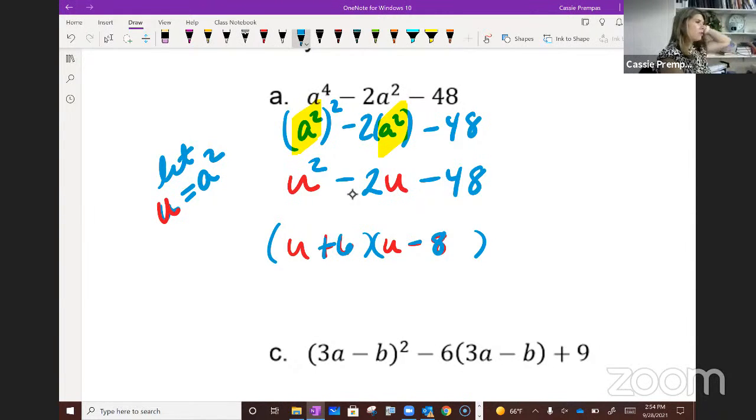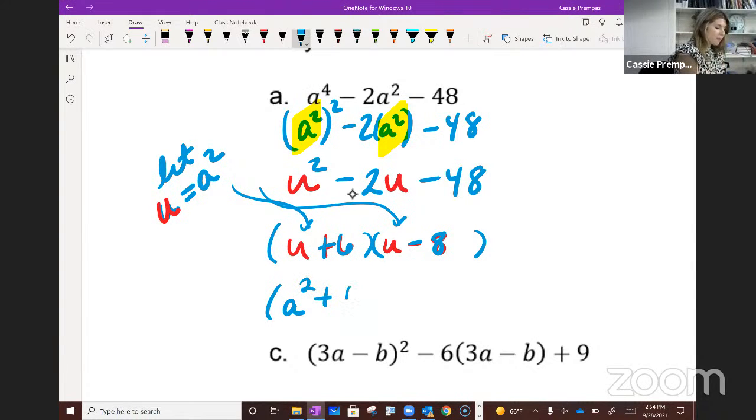All right, guys, you should have factored it with your partner at least to u plus 6 times u minus 8. The final step, though, we have to put a squared back in. So it should be, because we let u replace a squared, we need to put that back into a squared plus 6 times a squared minus 8.